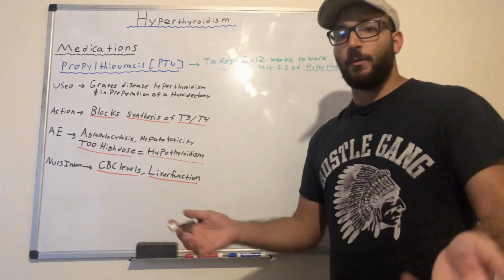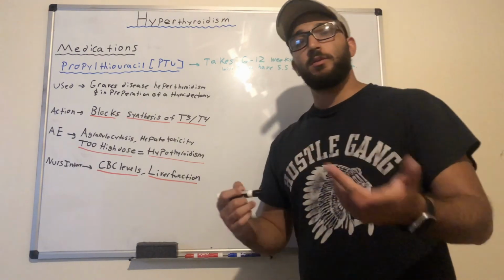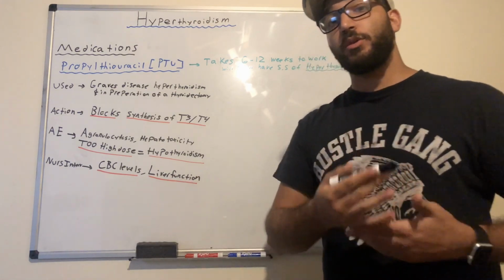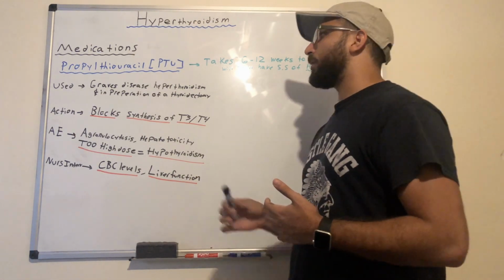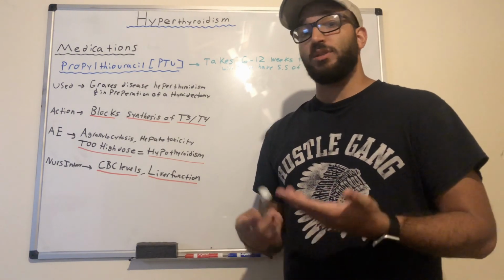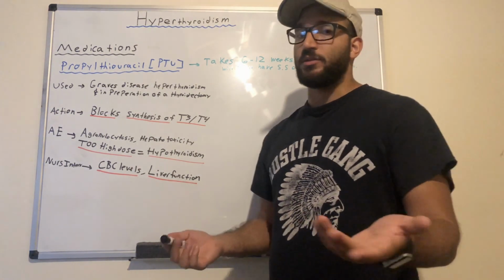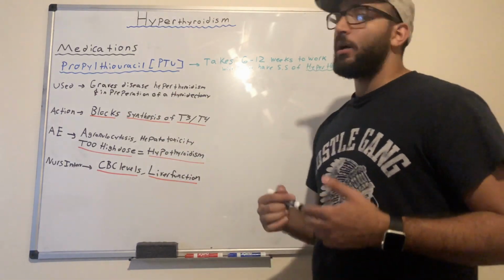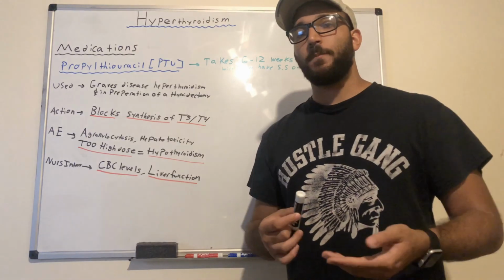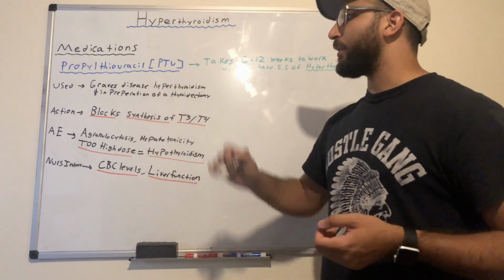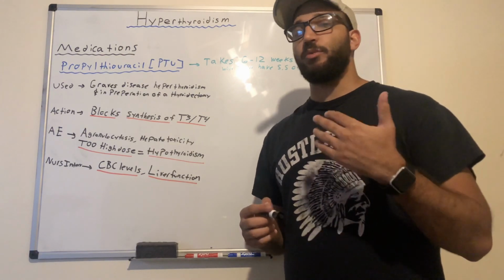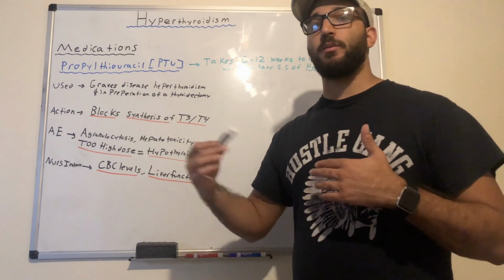Okay, so we're going to be talking about the medications for hyperthyroidism. So the first medication we're going to be talking about is propylthiouracil, also known as PTU. This medication is used for Graves' disease or just a patient who just has hyperthyroidism without the severe complication associated with it. Also, a patient may take this if they're in preparation for a thyroidectomy. The mechanism of action for propylthiouracil is to block the synthesis of T3, T4. So we don't want that T3, T4 to bind to the receptor.